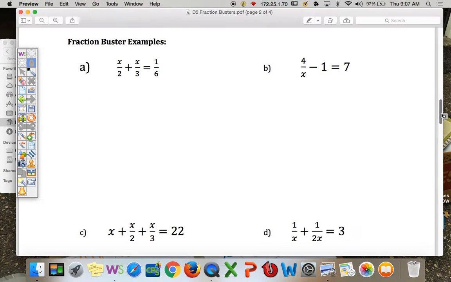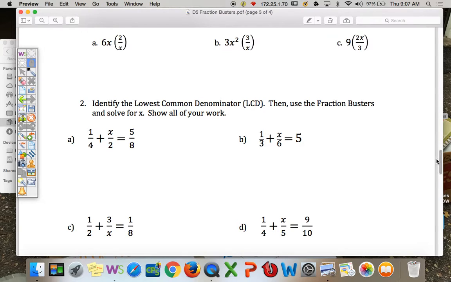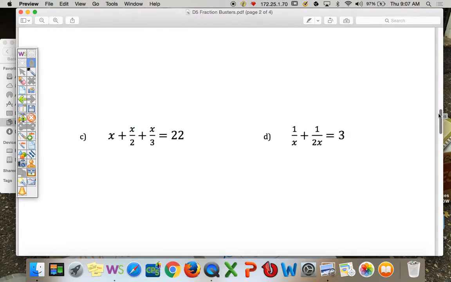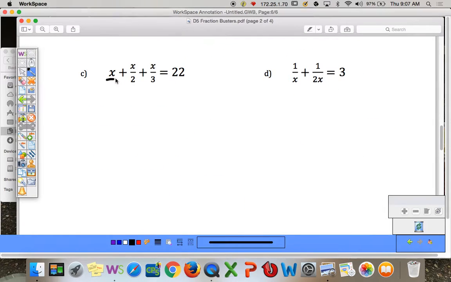Okay, we're just going to try a few more. And then your assignment starts on the next page. Maybe I'll go over some of those with you too. Okay, next one. We have x over 1. And we have a 2 and a 3 and a 22 over 1. So here the LCD is going to be 6. 2 and 3 and 1 all go into 6. So let's multiply everything by 6.